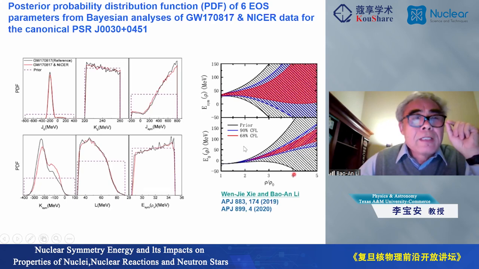Okay. Now, if you include the data from the NICER observation of this canonical neutron star, it doesn't affect much. One of the reasons is that the observed radius from NICER for this neutron star has a large uncertainty range, okay? Including this new data doesn't help much.